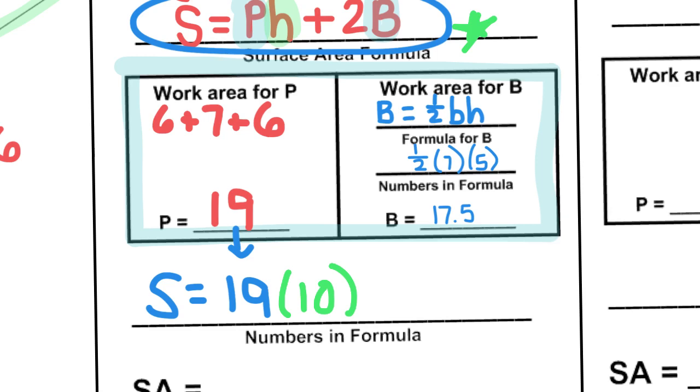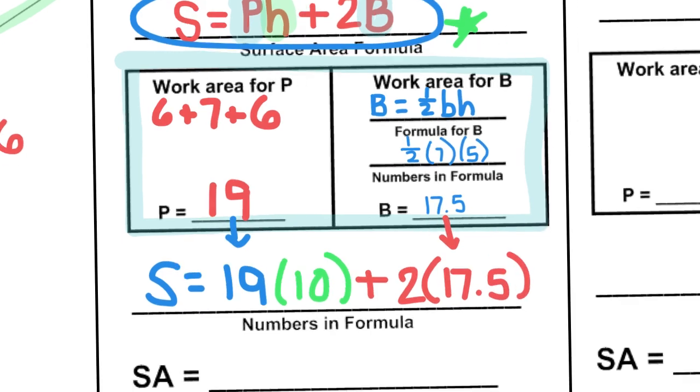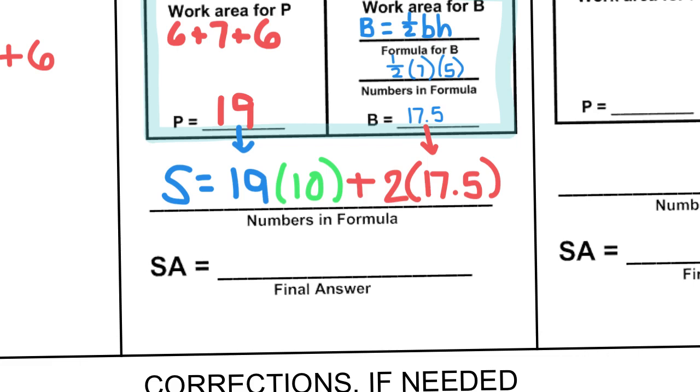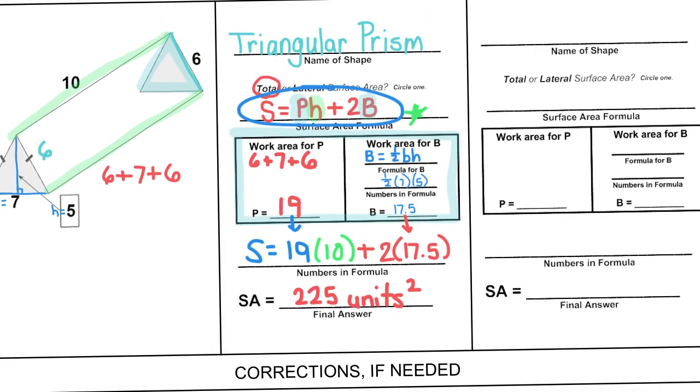Now let's continue with that formula. We have plus 2 big B, which was 17.5. So we're substituting those numbers in. If you put that into your calculator, you'll find that the surface area is 225 units squared. That's the total surface area.